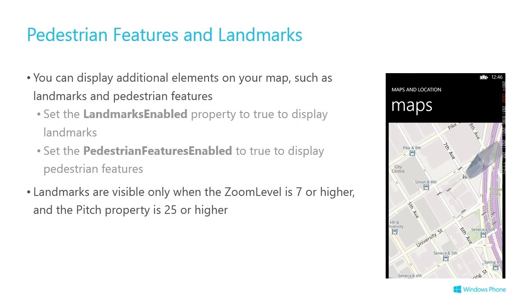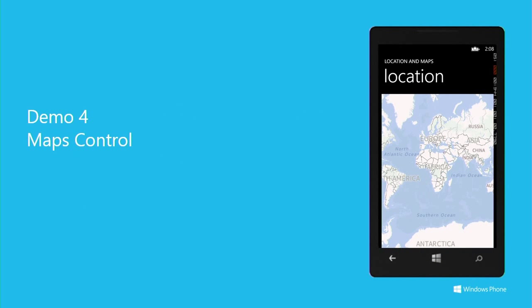You can also do this kind of 3D overlay. You can do a landmarks enabled property to display landmarks, and pedestrian features enabled to display pedestrian features such as underpasses, steps and that kind of thing. But there are some restrictions. The zoom level has to be 7 or higher for landmarks and the pitch property is 25 or higher.